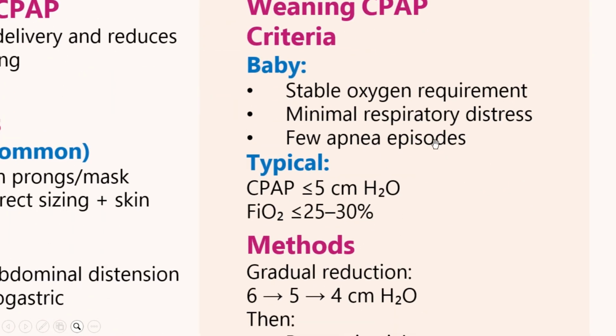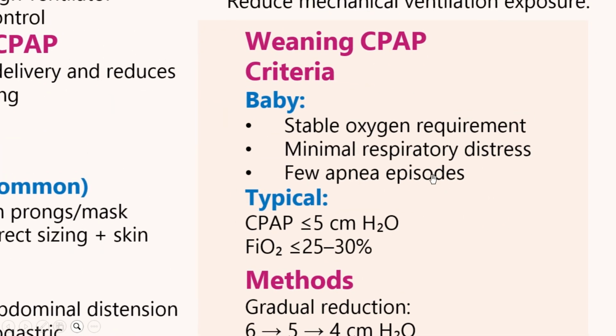So when we are weaning babies off CPAP, there's a criteria that we have to know. The baby has to be stable or should have stable oxygen requirements. There should be minimal respiratory distress. You don't want to remove a distressed baby. If you are seeing literally they're having retractions, they're having tachypnea, they're breathing very badly, and you want to wean them off CPAP, that's not something you do. You wait for them to calm down, so that they're breathing a bit more normally, and then you go ahead and start the weaning process. And they should have few apnea episodes.